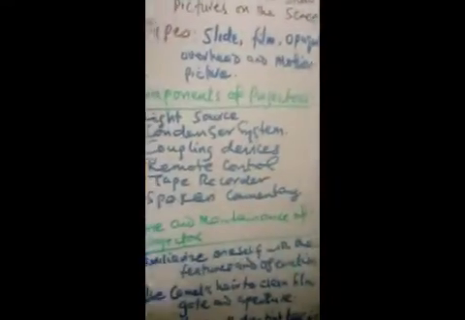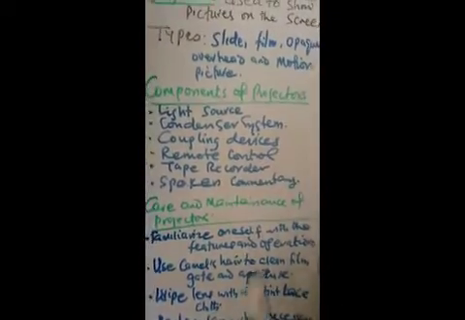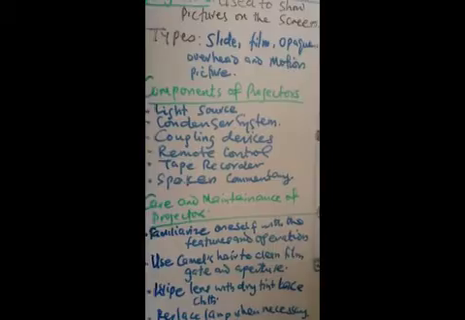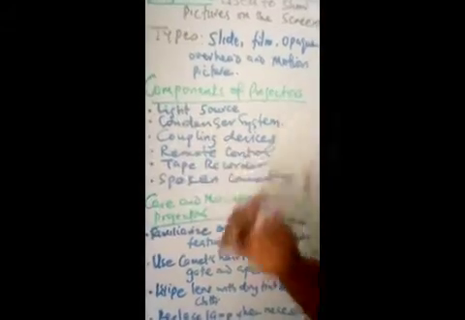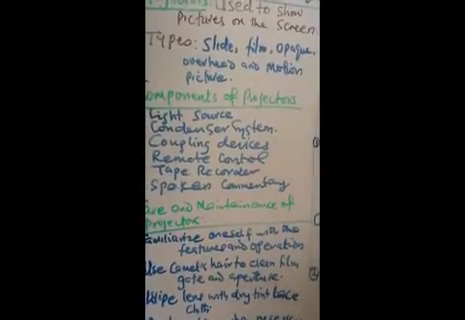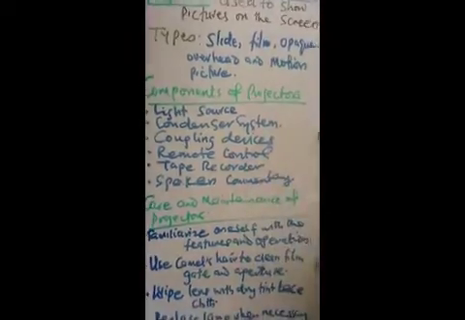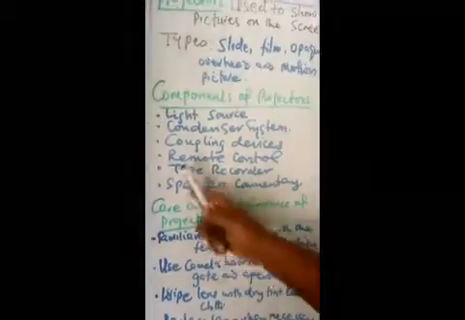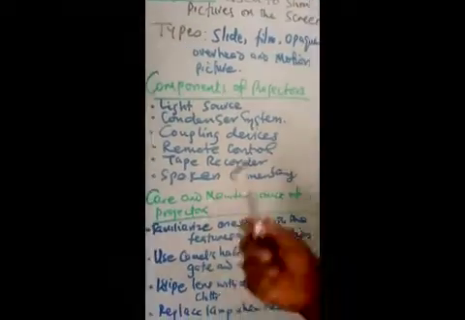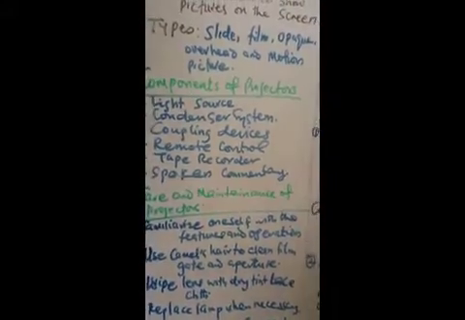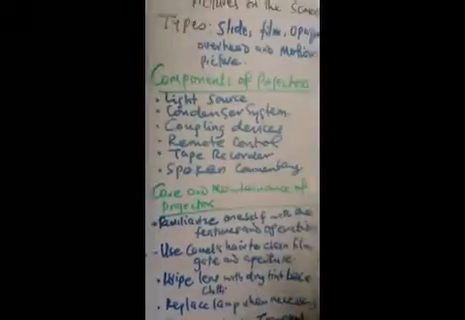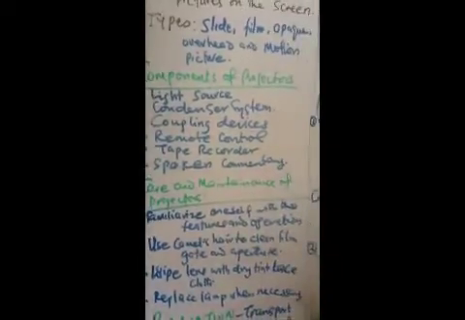What are the components of a projector? If you get a projector, what are the basic components you should be looking for? Light source. What gives it light? Condenser system. Coupling devices, the device you use to couple it. Remote control, yes, that we have in television and other appliances. Tape recorder and spoken commentary.